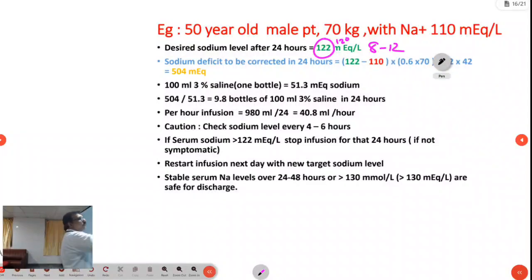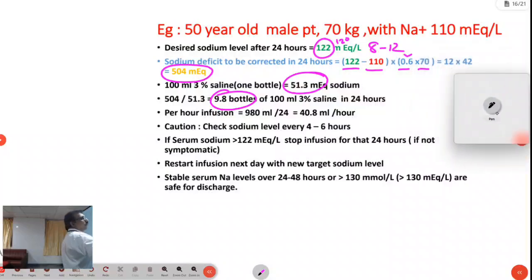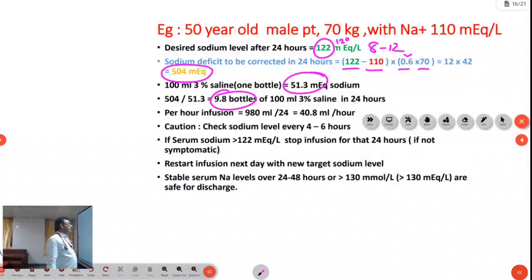So desired sodium minus the actual sodium, into 0.6, into body weight. 60% is water, that is 0.6. So that will give you the answer. The answer in this patient is around 504 milligrammes. So each 100 ml is having 51 milligrammes. I require around 9.8 bottles in 24 hours. Okay. So that much I have to give.